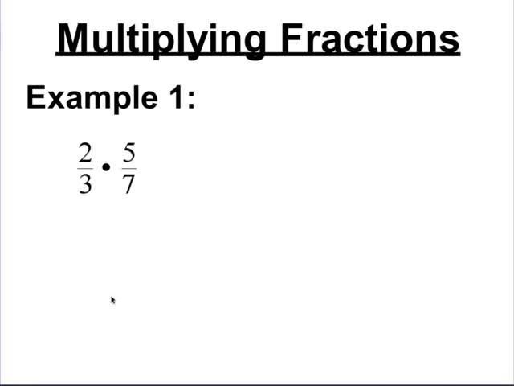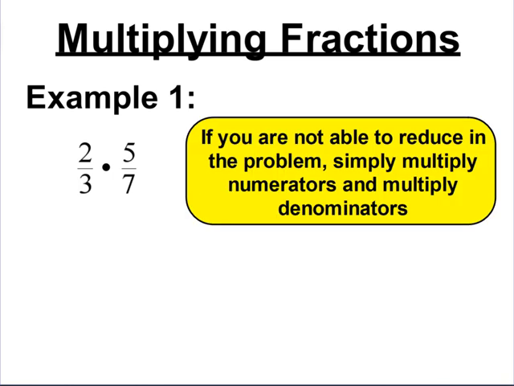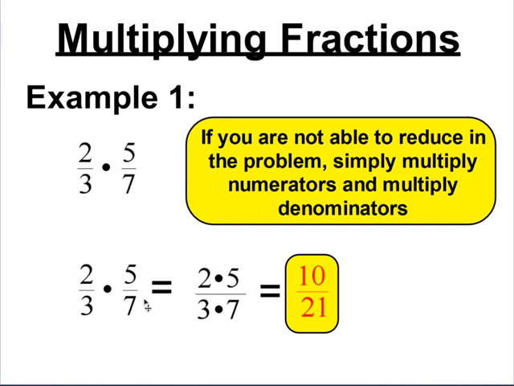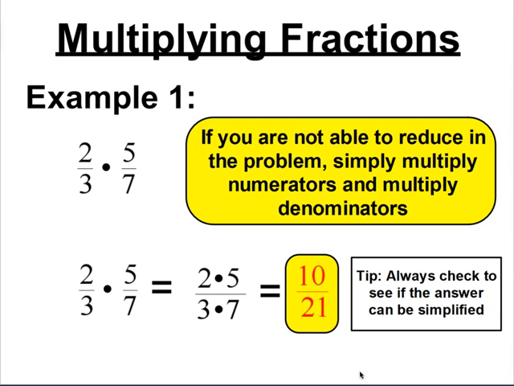So after you've checked all of that, you just need to multiply your problem using 2 times 5 and 3 times 7. So sideways is the way you multiply. So 2 times 5 is 10. 3 times 7 is 21. And that's your answer. When you are finished, though, you always want to check to make sure if the answer can be simplified. So here, 10 and 21 do not share a common factor. It cannot be simplified. So that is your final answer, 10 over 21. So 2/3 times 5/7 is 10/21.